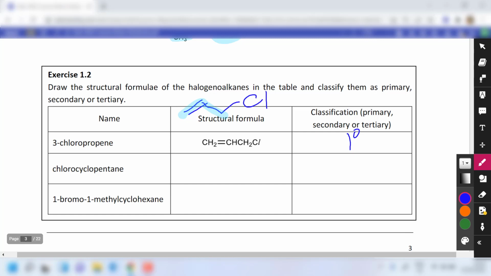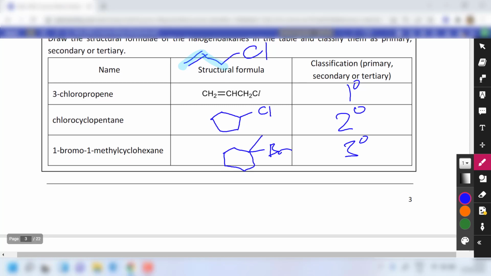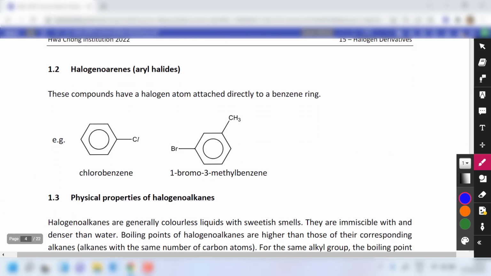Okay, so next we have chlorocyclopentane. So we have a pentane and then a chloro group. So again, if you just do a quick count, there are 2 alkyl groups bonded to the said carbon. So this will be secondary. And then 1-bromo-1-methylcyclohexane. So cyclohexane. Okay, the center we have 1 methyl group and 1 bromo. Yeah, so again, there are 3 alkyl groups bonded to the carbon directly bonded to the bromo. So this is classified as tertiary. Okay, so I hope you find this classification straightforward.